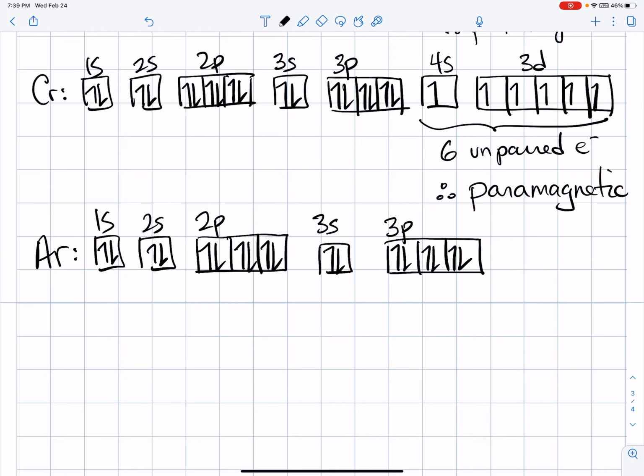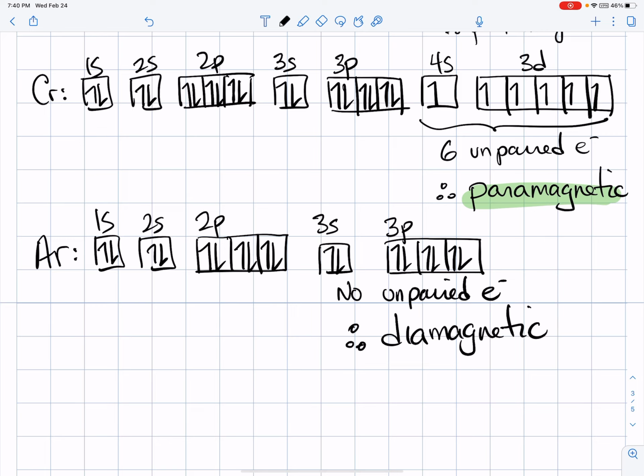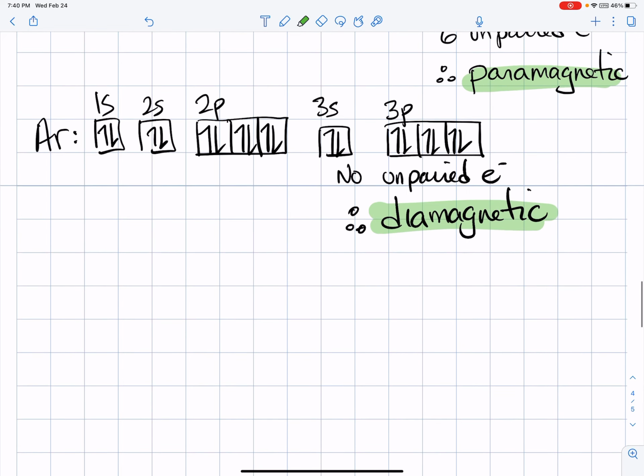Now notice it has no unpaired electrons. Well, there's a special word for when you do have unpaired electrons, that was paramagnetic. There's a special word when you don't have any. It's called diamagnetic. So we say, therefore, it is diamagnetic. When you have no unpaired electrons, you are diamagnetic.